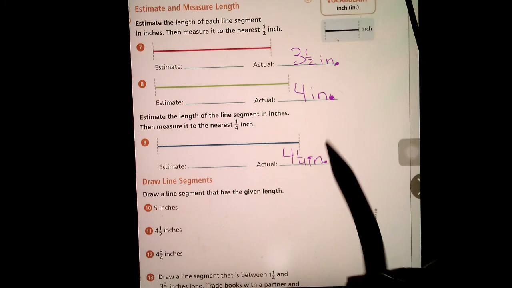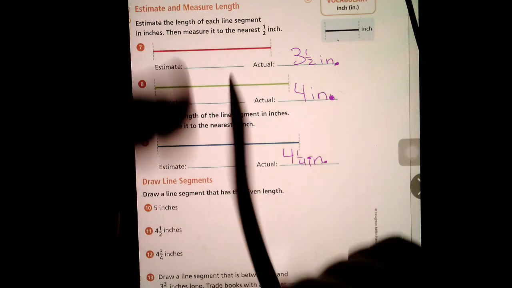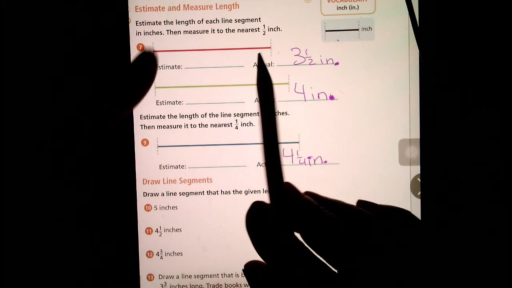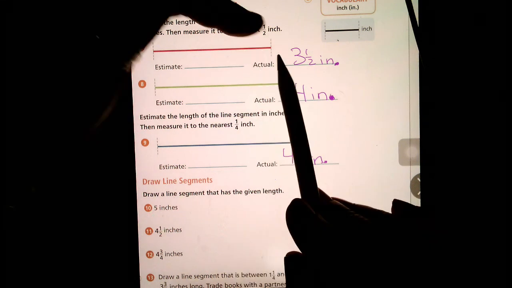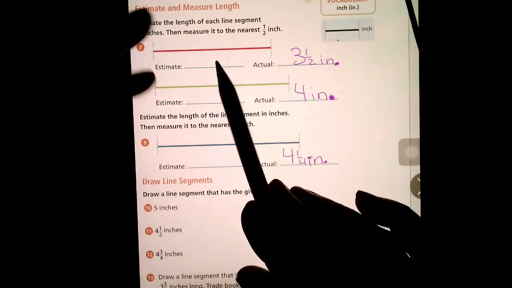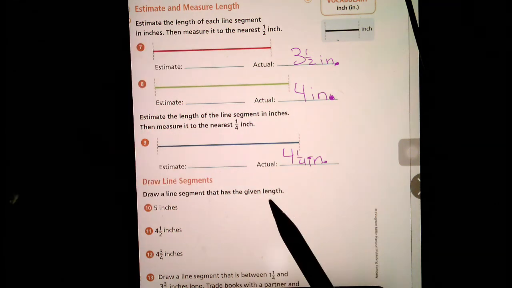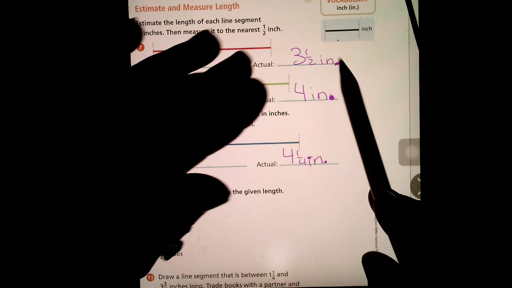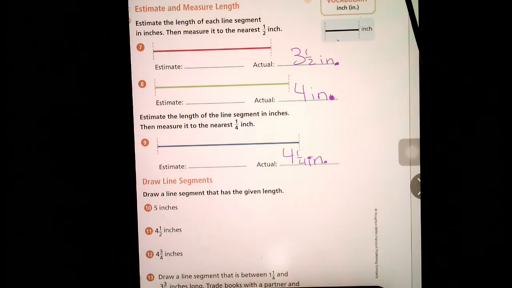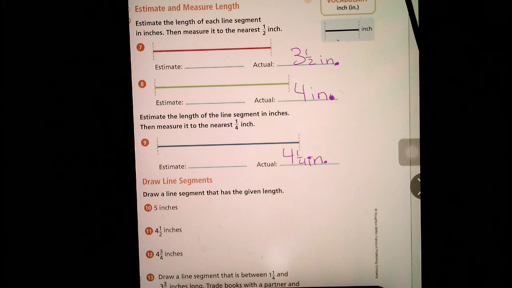Okay. So for this particular part, the estimation answers are going to vary. It depends on how long you estimated this to be. I didn't put it in there. That's your guess of what you think these are. So for estimation, it's going to be different, but here's what the actual length is.